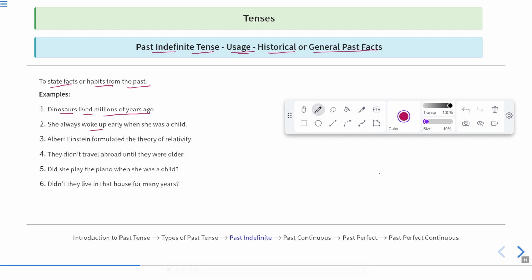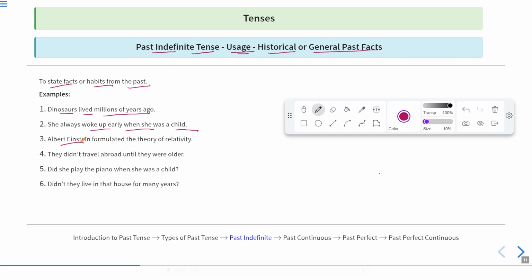Okay, she always woke up early when she was a child. So when we are talking about her childhood, now maybe it's possible she's in adulthood or she's in old age, or maybe she's not in the world right now as we are speaking. But here we are saying that she always woke up early when she was a child. So it shows the time of her past.